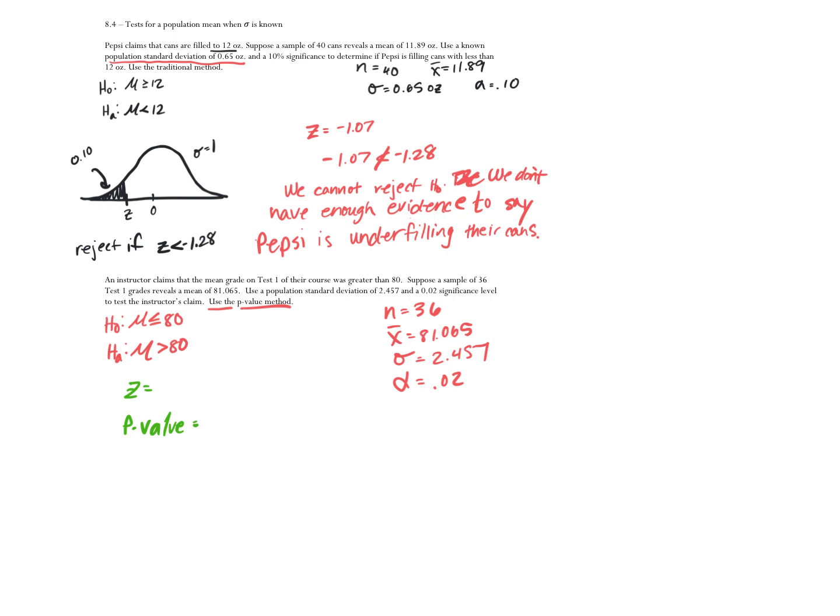My standard deviation, I'm going to put 2.457. My X bar, I'm going to put 81.065. My sample size, 36. My alternative hypothesis is greater than. Everybody good? Yeah.